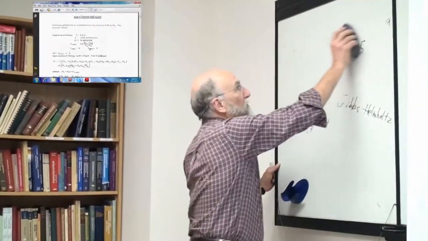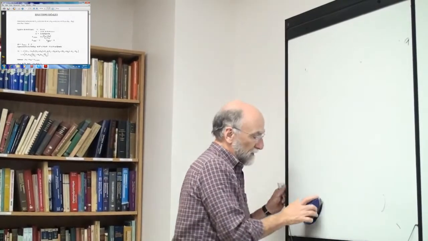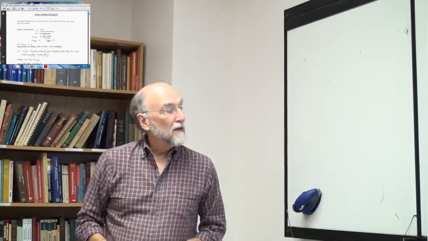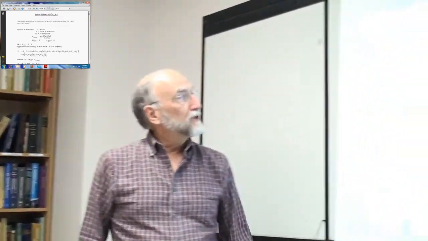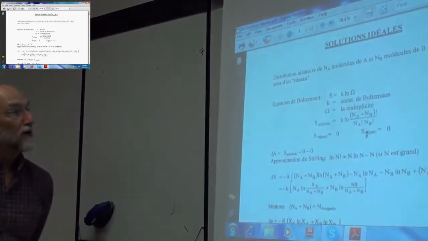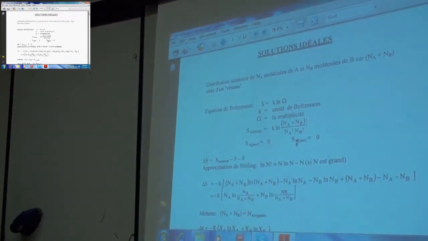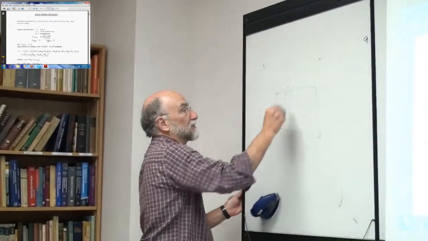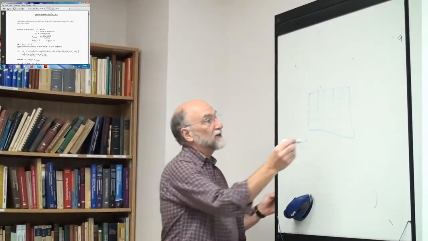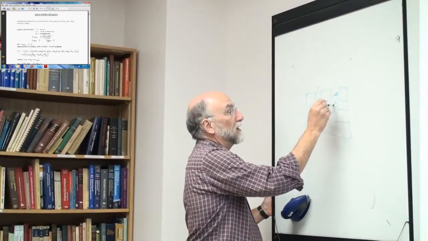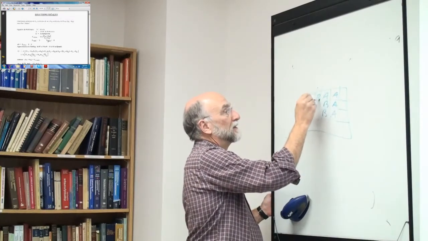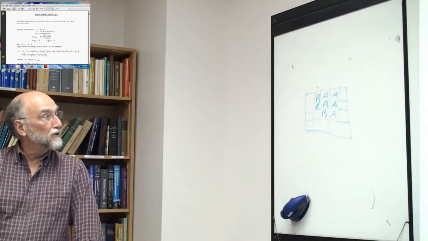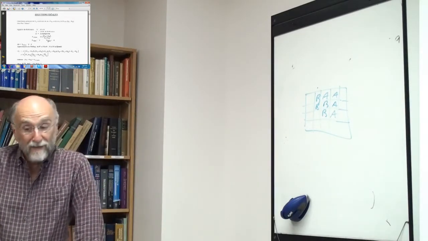In an ideal solution, we're assuming that it's an ideal solution of two molecules, A and B. So we have a random distribution of Na molecules of A and Nb molecules of B on Na plus Nb lattice sites. So here we can imagine these are my lattice sites, and I'm distributing A and B particles completely randomly over the lattice sites. Okay, so our ideal solution has a random distribution. This is the essence of an ideal solution.